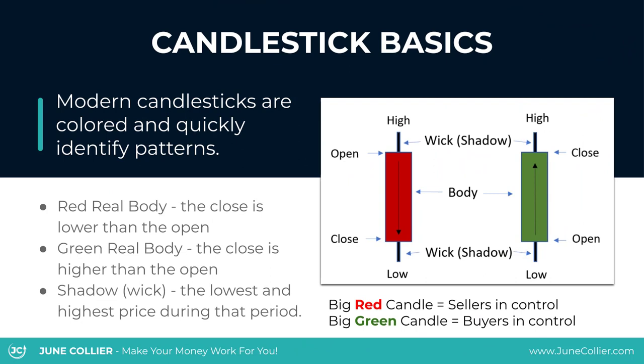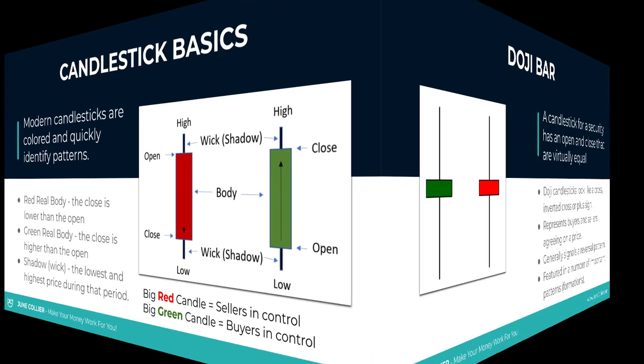Red candlesticks indicate that the stock closed lower than the opening price. This indicates that the sellers were in control of the stock price. Green candlesticks indicate that the stock closed higher than the opening price. This indicates that the buyers were in control of the stock price. Red candles mean sellers are in control. Green candles mean buyers are in control.